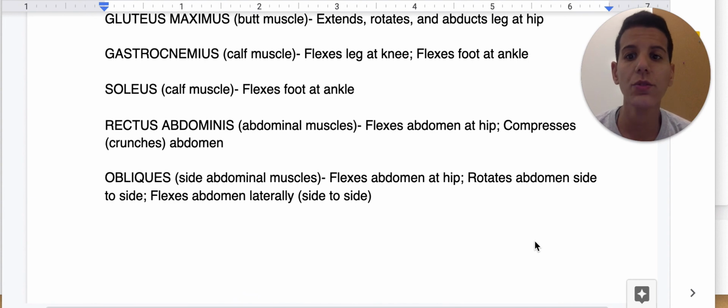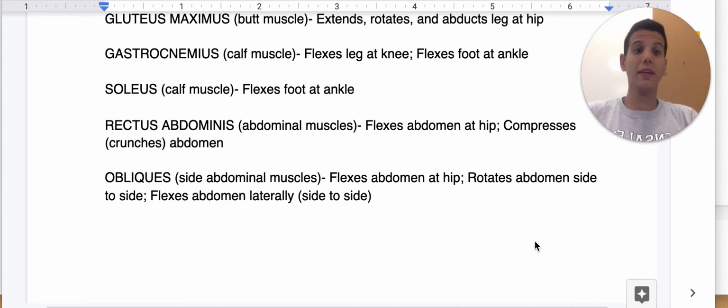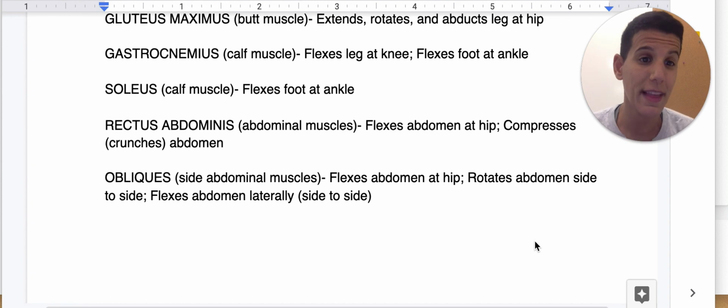And then the last two, the rectus abdominis. You guys can probably guess what that does, right? A lot of the crunches. So when you're doing that movement, that muscle, when it contracts, it allows you to do it, and you're doing it over and over and over again, or you're adding weight to it, now you're working out that muscle.